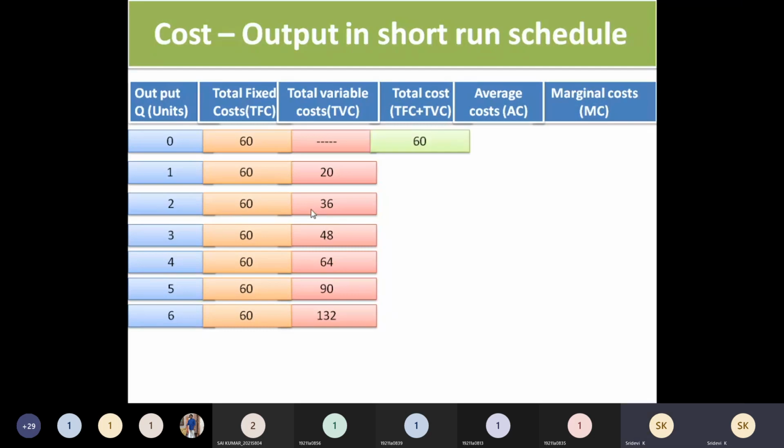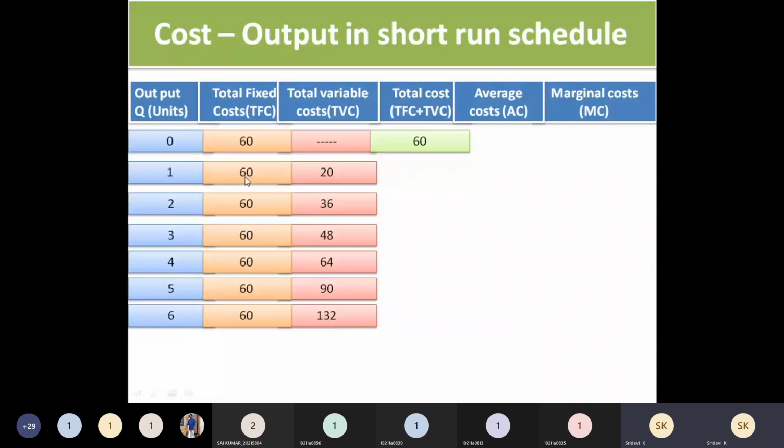And how will this total cost be behaving? This total cost will be increasing equal to the total variable cost. At 0 units of output also, in short run you are going to come across the total cost, that is 60, which is equal to the fixed cost. You can see here fixed costs are compulsory. So 60 plus variable costs of 0, so 60 will be the total cost at 0 output.